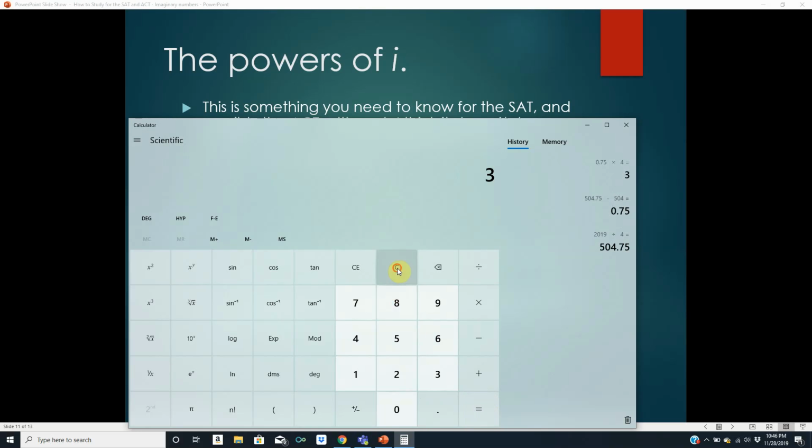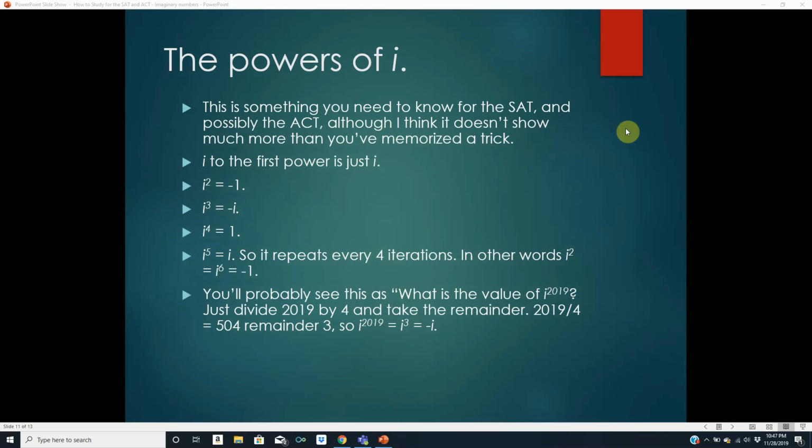Don't believe me? We can easily check it. 504 times 3 is, oops, wait a minute, made a mistake. It's 504 times 4, because we were dividing by 4. That gets 2016, and so we can just subtract 2019, get -3, make it positive. It's just going to be 3. So that is 3. All right, and that's a little cat in the background there. All right, so i to the 2019 is equal to i cubed, which is -i.